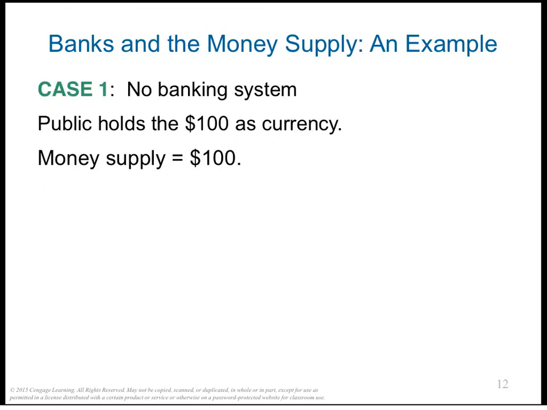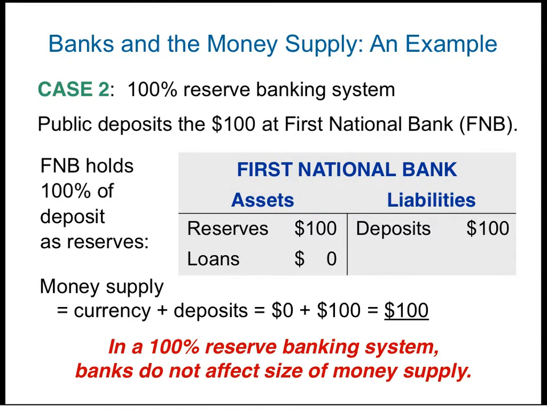Let's start with no banking system. There is no banking and the public holds $100 as currency. So, as you know, there are no other forms of money, no deposit accounts, no checking accounts, no checks. The total money supply will be the currency only, which is $100, okay? Which is very simple.